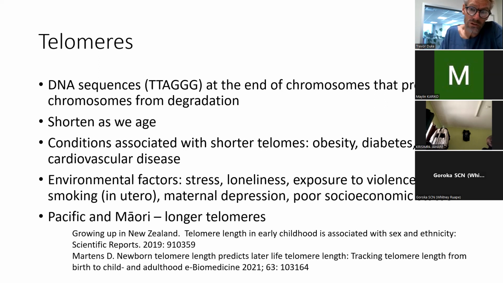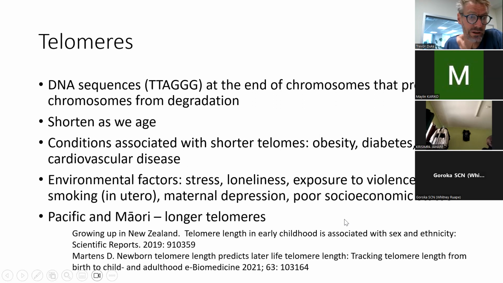And exposure to certain conditions like stress or even loneliness or exposure to violence or in utero exposure to smoking or maternal depression or poor socioeconomic status can all have an effect on telomere length in the offspring. And that can lead to these metabolic conditions or these chronic conditions later on in life.